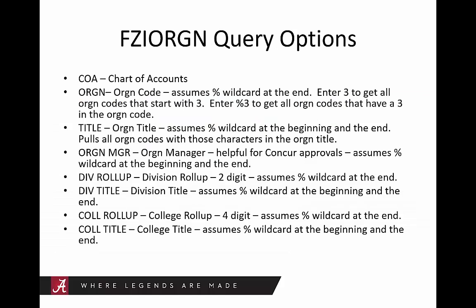The org code search page has the following query options: chart of accounts; org code, assumes % wildcard at the end; org title, assumes % wildcard at the beginning and the end; org manager, which can be helpful for Concur approvals, assumes % wildcard at the beginning and the end; division roll-up, which is your 2-digit org roll-up, assumes % wildcard at the end; division title, assumes % wildcard at the beginning and end; college roll-up, which is your 4-digit org roll-up, assumes % wildcard at the end; and college title, which assumes % wildcard at the beginning and the end.